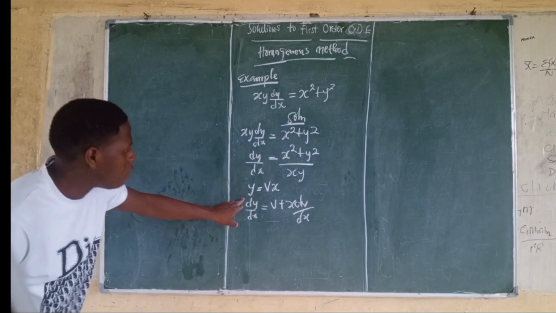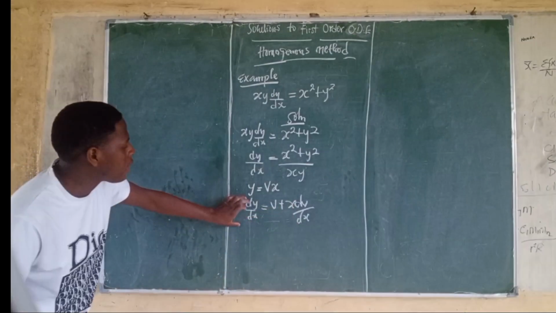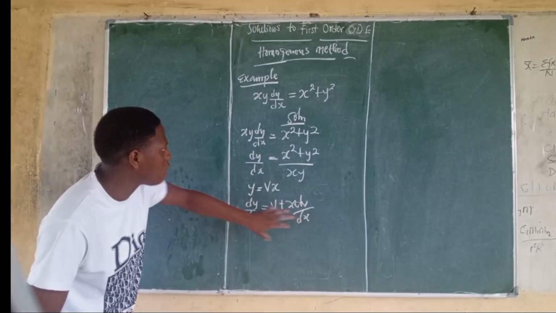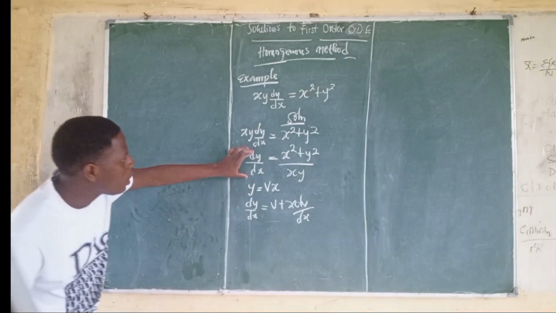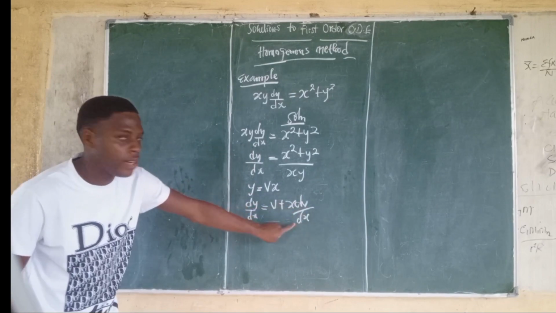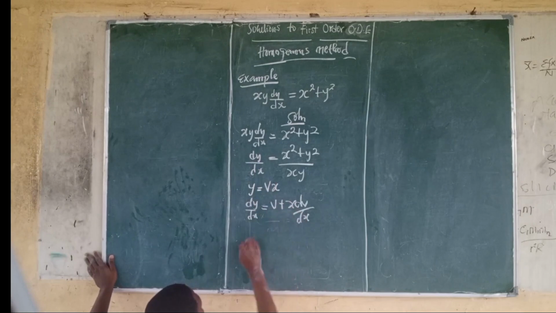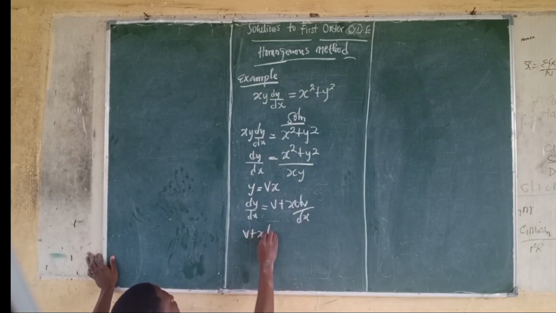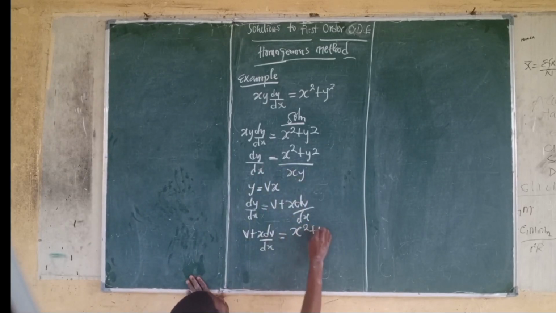What's the next thing we have to do? We know that dy over dx is equal to v plus x dv over dx. So can we take v plus x dv over dx to anywhere we see dy over dx? Yes. So we can represent dy over dx here as v plus x dv over dx. So now we have v plus x dv over dx is equal to x squared plus y squared over xy.